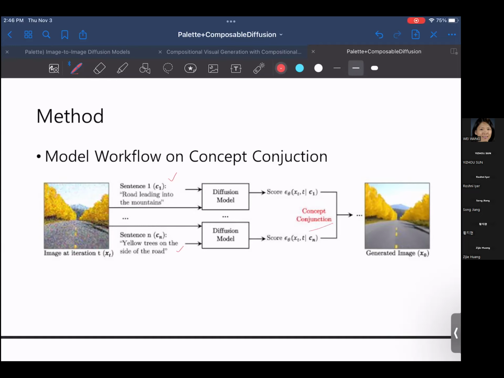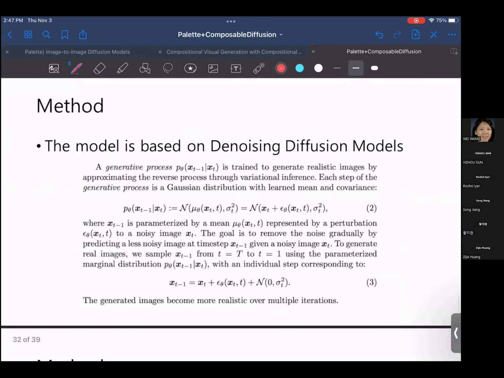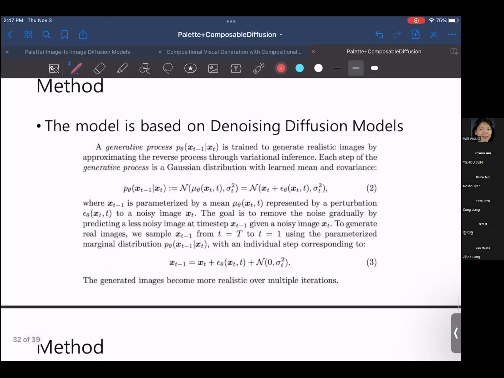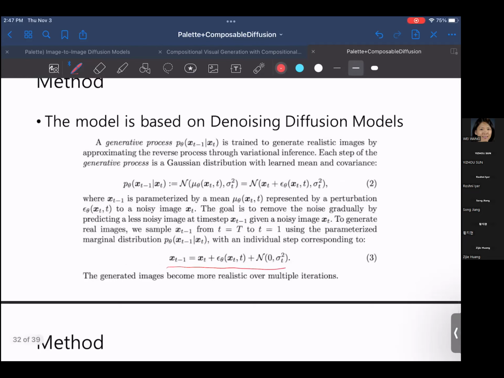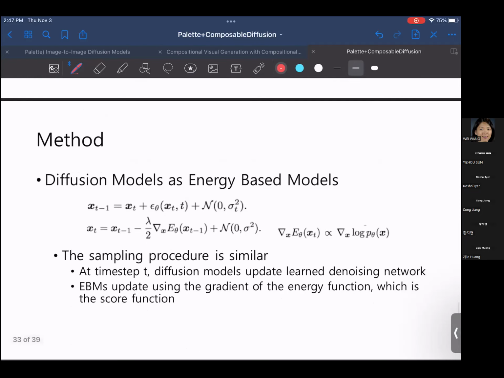And this is the part where the conjunction occurs. So basically the diffusion part is based on the denoising diffusion probabilistic models, which was introduced several times before. And you can see that they use the exact same equation as denoising diffusion probabilistic models. What they are trying to do is combine this equation with the equation that is given by the EBMs. So they are going to interpret diffusion models as EBMs and EBMs as diffusion models.